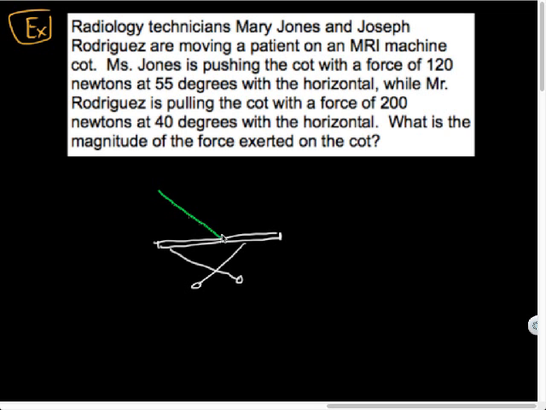So I'll say she's pushing it from the back at 55 degrees from the horizontal and 120 newtons. I mean, she's pushing horizontally and down on it if we think about the vertical and horizontal components of it. If you want to break it up like that, which we will. And how about this, Mr. Rodriguez is pulling the cot with a force of 200 newtons. The 200 newton vector should be longer technically, shouldn't it? At 40 degrees.